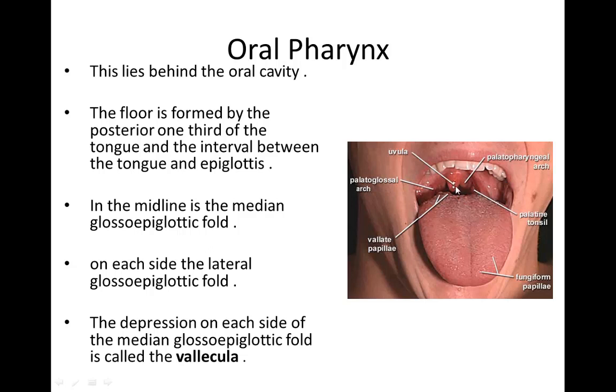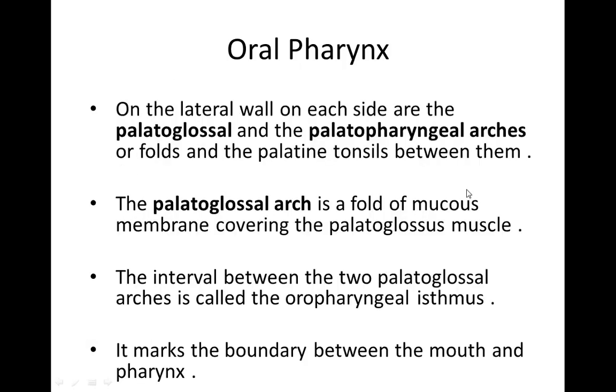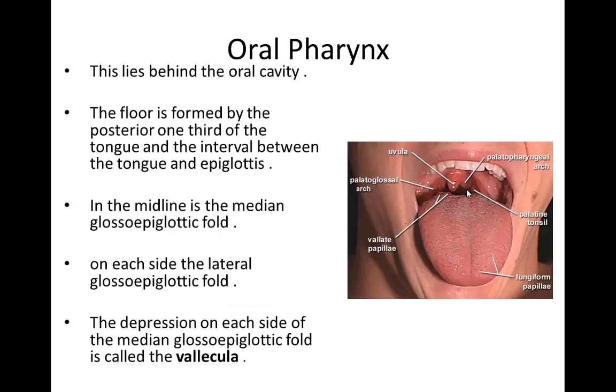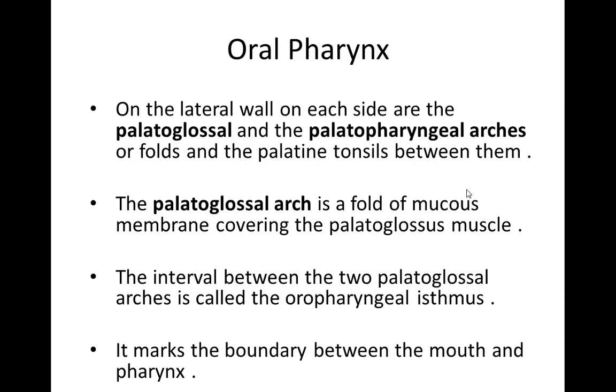So here this is the uvula, part of the soft palate, and this is the palatine tonsil. Also we can see it here, and this is the palatoglossal arch. So we have two arches. The anterior arch is the palatoglossal, and another arch behind is the palatopharyngeal arch. Between the two arches we have the palatine tonsil.